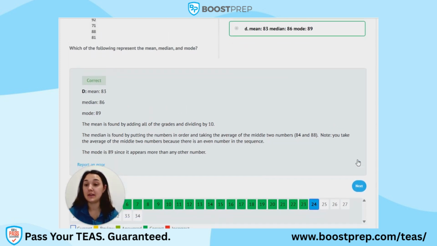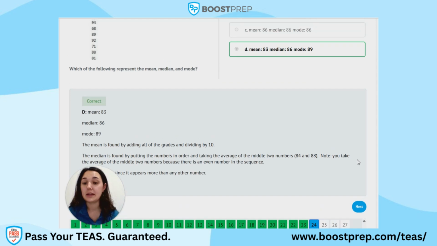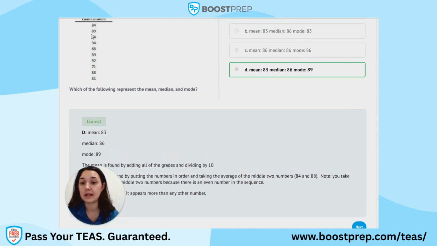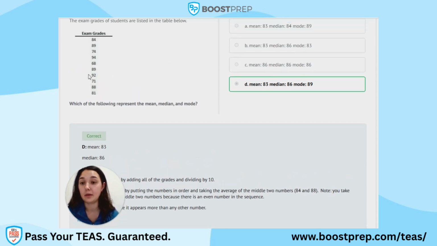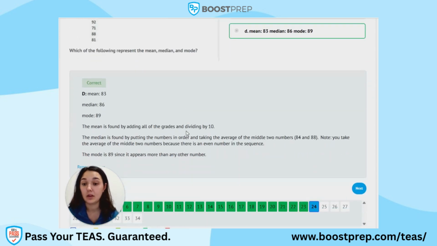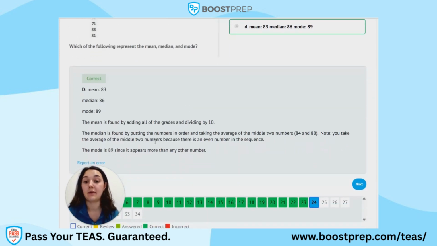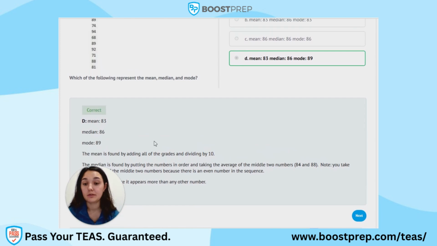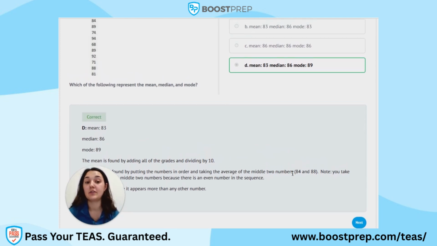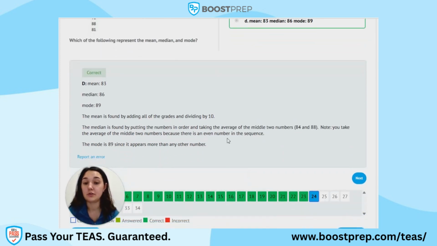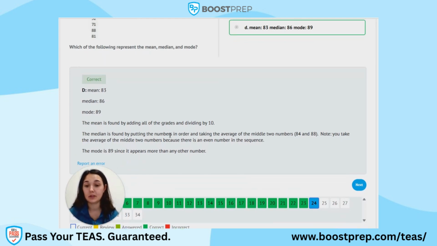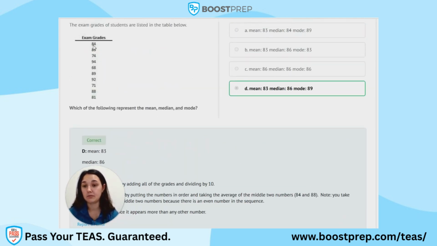The correct answer is D, mean 83, median 86, mode 89. The mean is found by adding all of the grades together and then dividing by the number of grades, which is 10. The median is found by putting all the numbers in order from least to greatest, taking the average of the middle two numbers. So the middle two numbers would be 84 and 88, and you take the average of those. The mode is the number that appears the most often. So that would be 89.